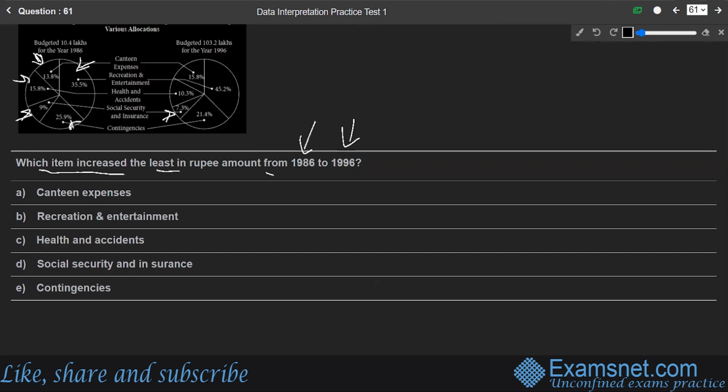We'll only consider the values of social security, because the angle is very small. Wheresoever the total angle is small, the increment is also expected to be the least. So we'll go by this. We'll first of all check for social security because that has got the least angle. If not, then we'll go for the other values, that is health and accidents. Then we can also check our next value, that is your canteen expenses. We will keep on checking like that, and whichever is the least will become our right answer. Okay, so let us check it. First we have to check for social security.